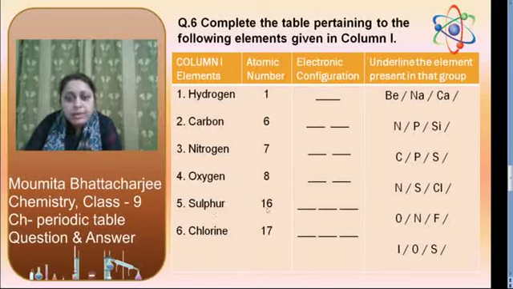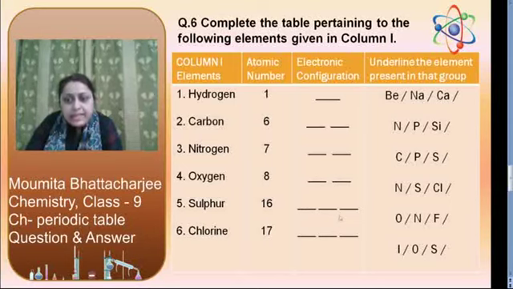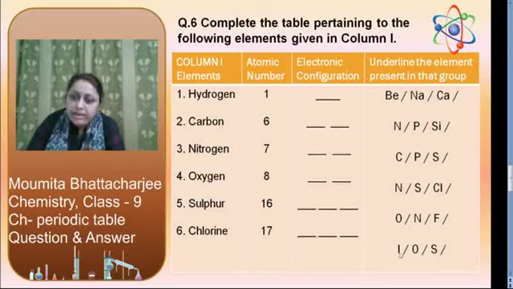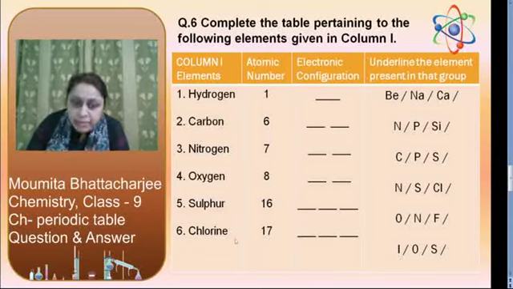Sulfur, whose atomic number is 16, electronic configuration 2, 8, 6, it will match with oxygen. Chlorine, whose atomic number is 17, it will match with iodine. Iodine is present in the same group as chlorine.